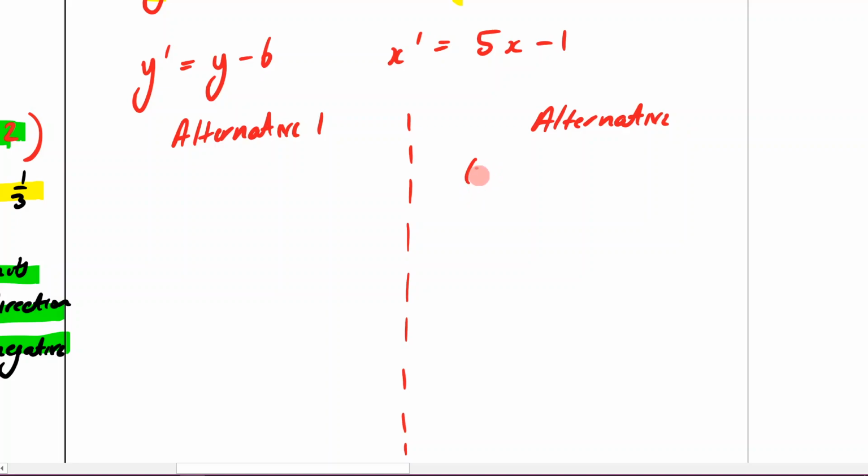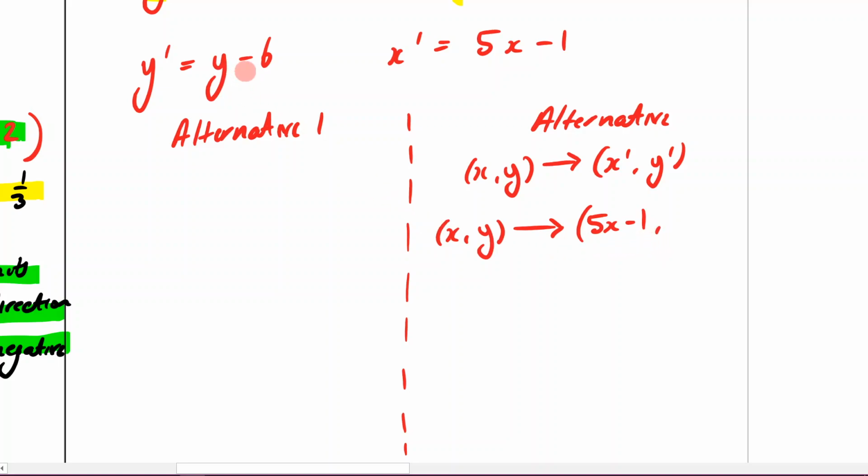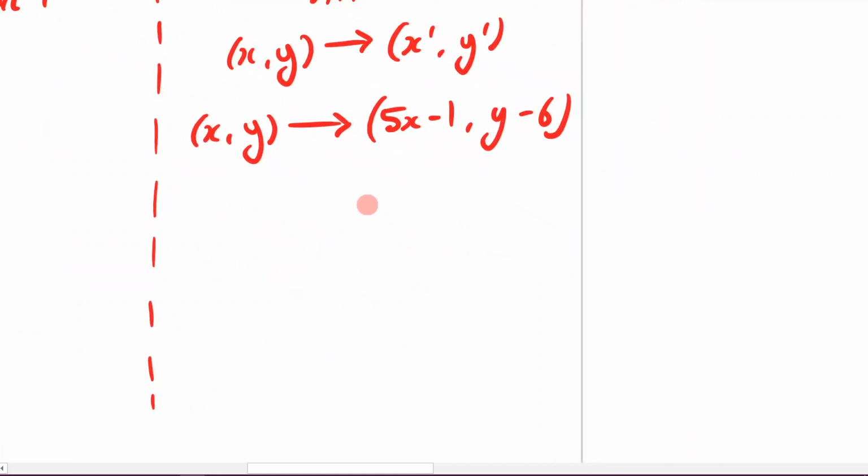Let's start on this side first. So we have x, y, and we're going to x dash, y dash. I know that x dash is 5x minus 1, and I know that y dash is y minus 6. Okay, this is where we need to be careful. What is first happening to my x? Is it being translated first, or is it being dilated first? It is being dilated first. As you can see, it's 5 times x, then I subtract the 1. So that means I first deal with the dilation.